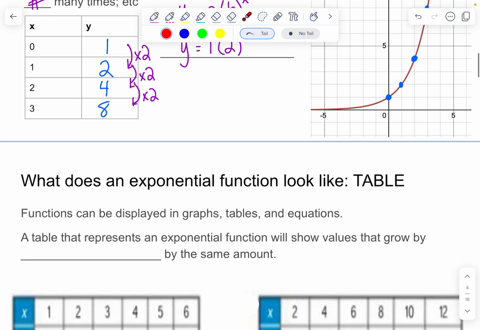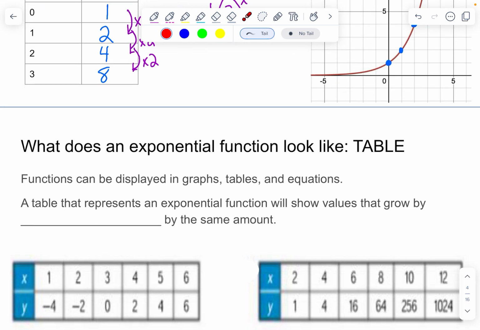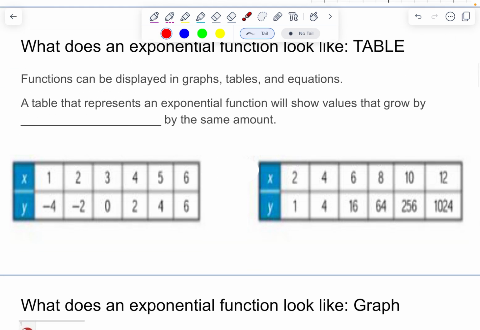So looking at all that, let's look at some examples of things we want to be able to identify from a table. So if you look at a function in a table and you want to recognize it as exponential, you want to look for things that grow by multiplying or dividing by the same amount as you work through it. Now, what's important is that you check your x's first, because you need to check between 2 points that are counting by the same value on the x.